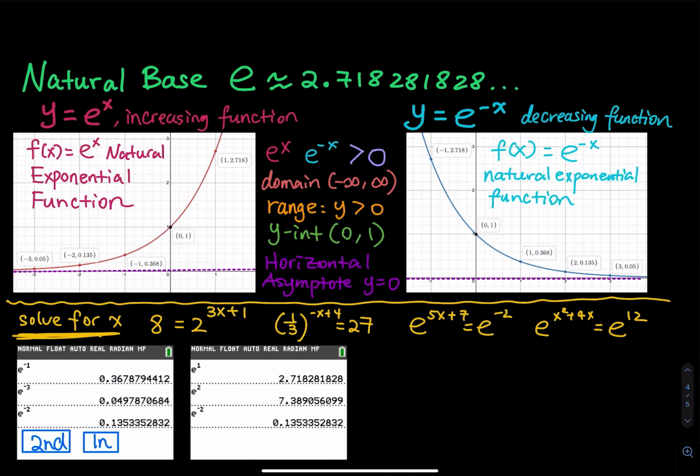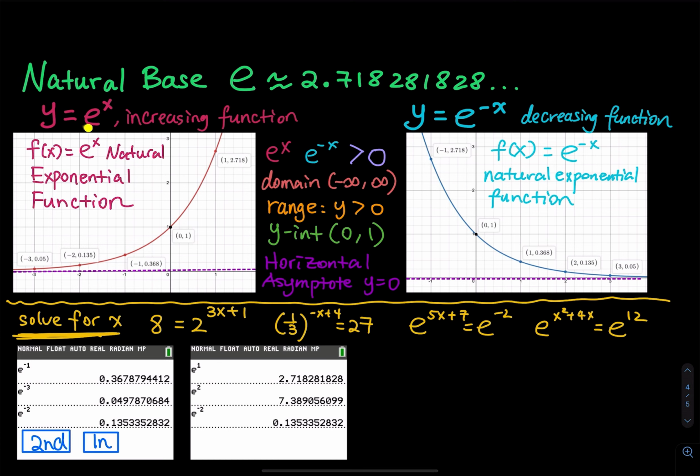Natural base e and natural exponential function. So the natural base e is approximately equal to 2.71828. Usually I would just call the base e 2.7. So base e is approximately equal to 2.7. You have to be aware that e is not a variable, it's a natural base.